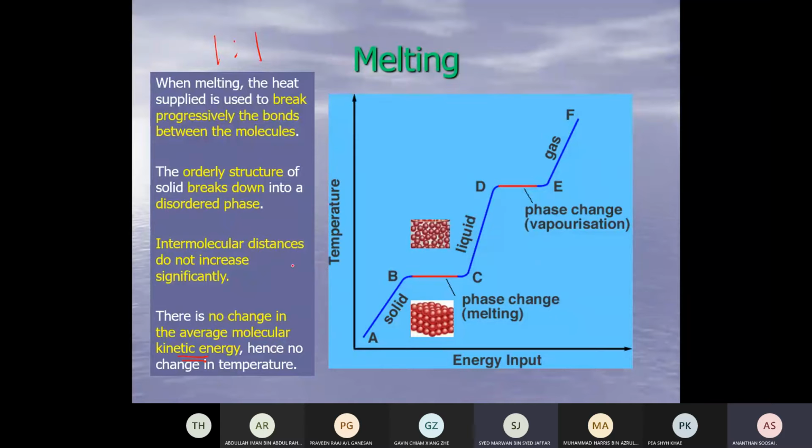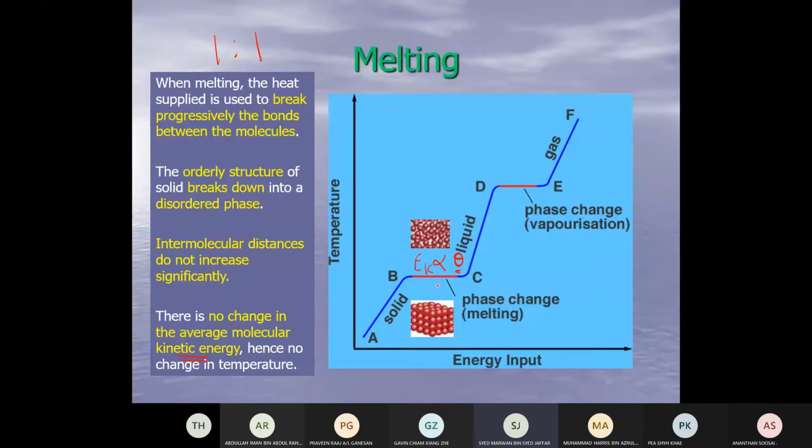Why does the kinetic energy of the molecules not change? Because kinetic energy of molecules is proportional to what? You learned it last topic. Temperature. Yes, kinetic energy is proportional to temperature. So from B to C, because temperature never rises, the kinetic energy never changes. That is during the change of phase.